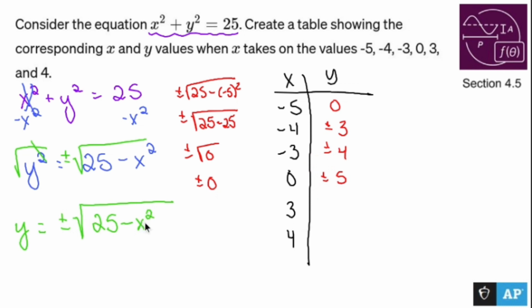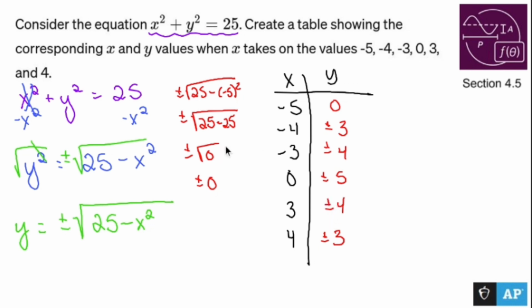If I plug in 3, 25 minus 9 is 16. Positive or negative, we get this again. And I know what's going to happen here. If I plug in 4, I get 16. So 25 minus 16 is 9. Positive or negative square root of 9 is positive or negative 3. So for x values, I get multiple y values.